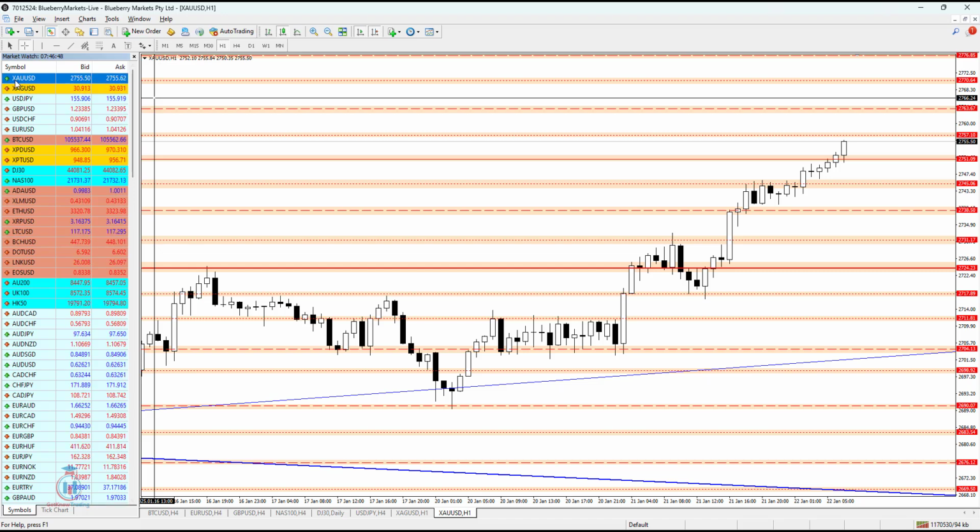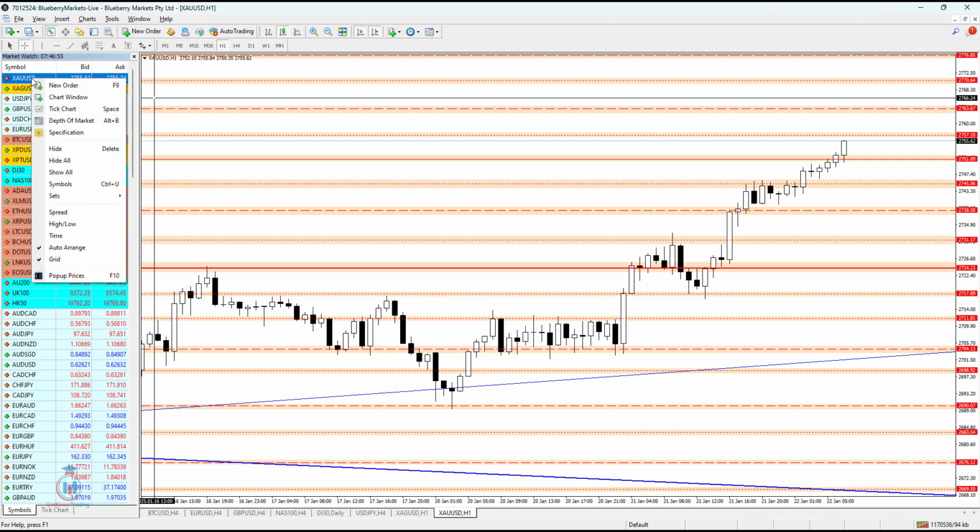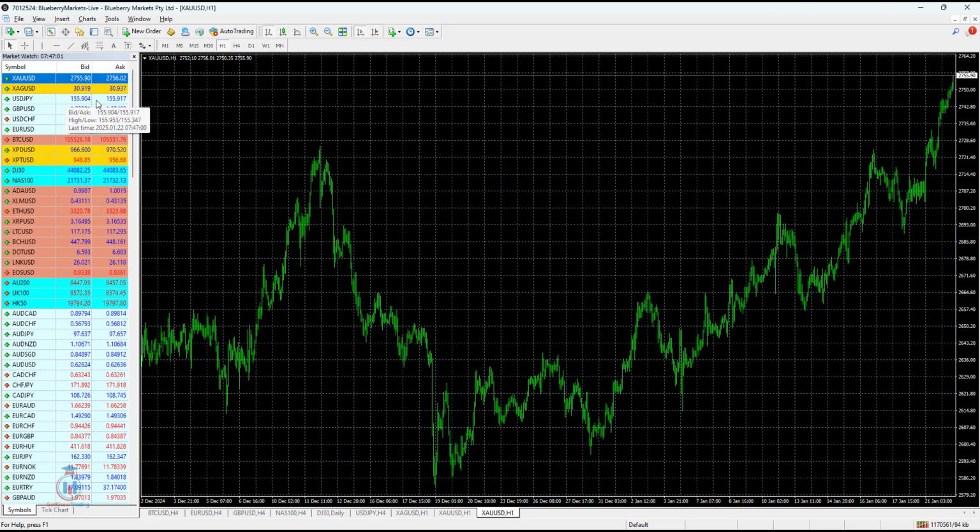It is XAUUSD, the symbol for gold. When I click the right mouse button on that symbol, I have more options. I will click chart window, and when I click the chart window, this is what I get.